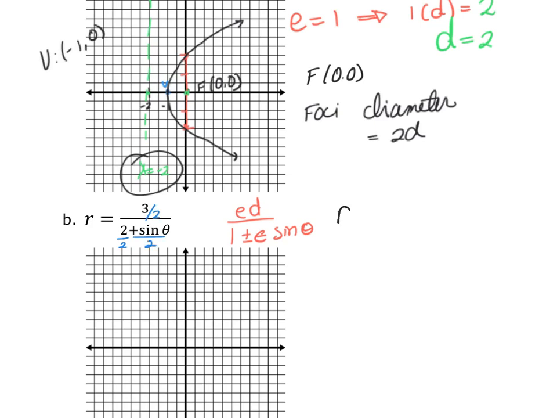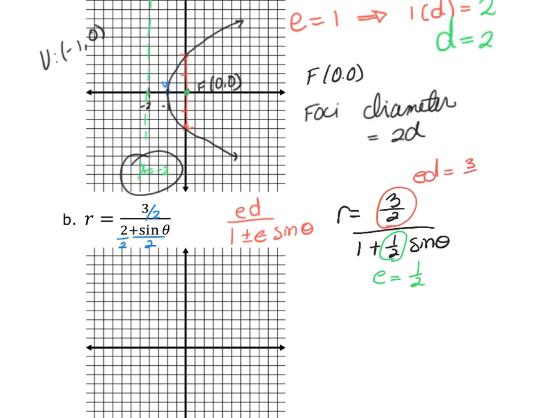When I do that, I've got r is equal to 3/2 divided by 1 plus 1/2 the sine of theta. Oops, I missed my 1/2 again. Man, I'm missing E today. This coefficient is what E is, so E must be 1/2. The numerator is E times D, so E times D is equal to 3/2. E is 1/2, so 1/2 D is equal to 3/2. Multiplying both sides by 2, I get D is equal to 3.